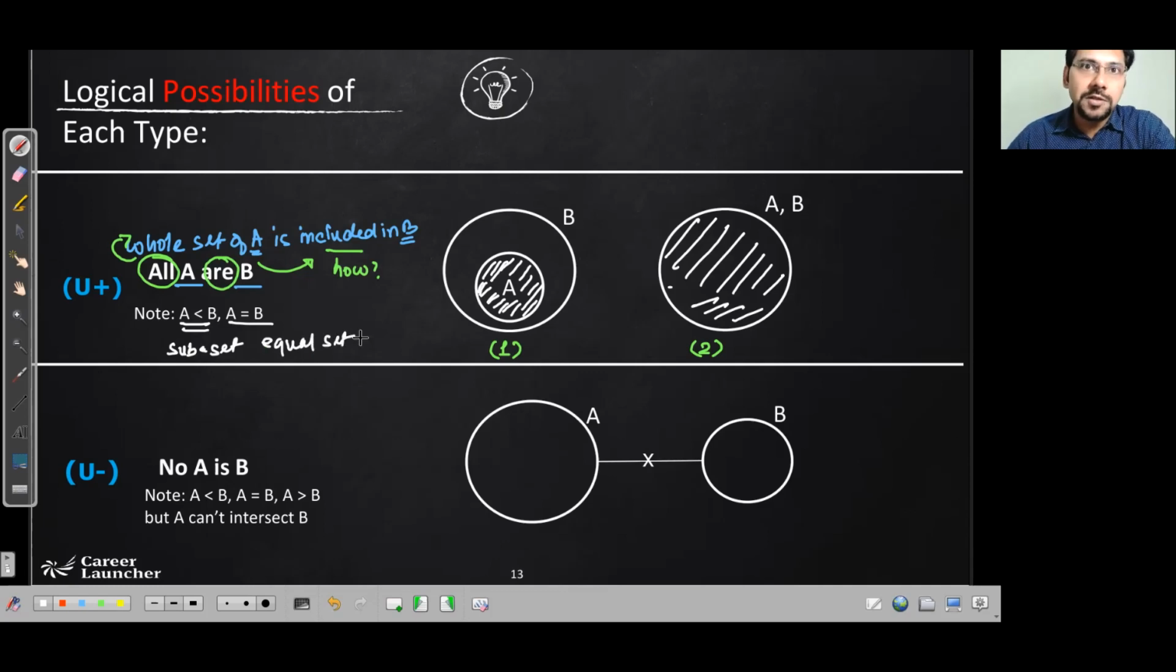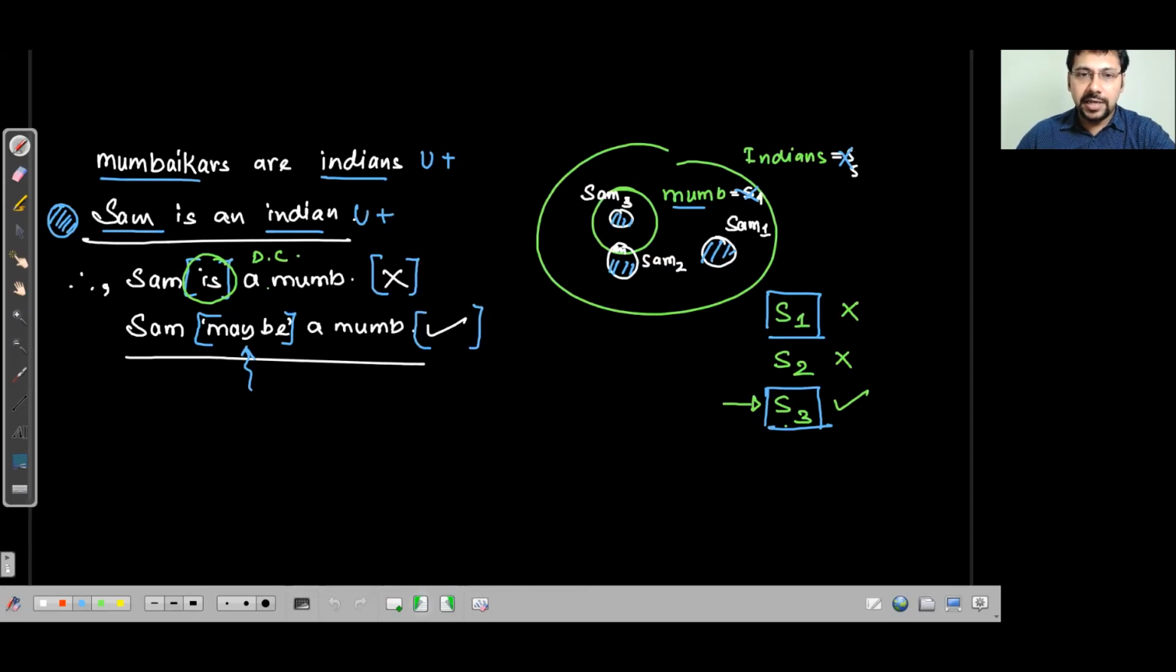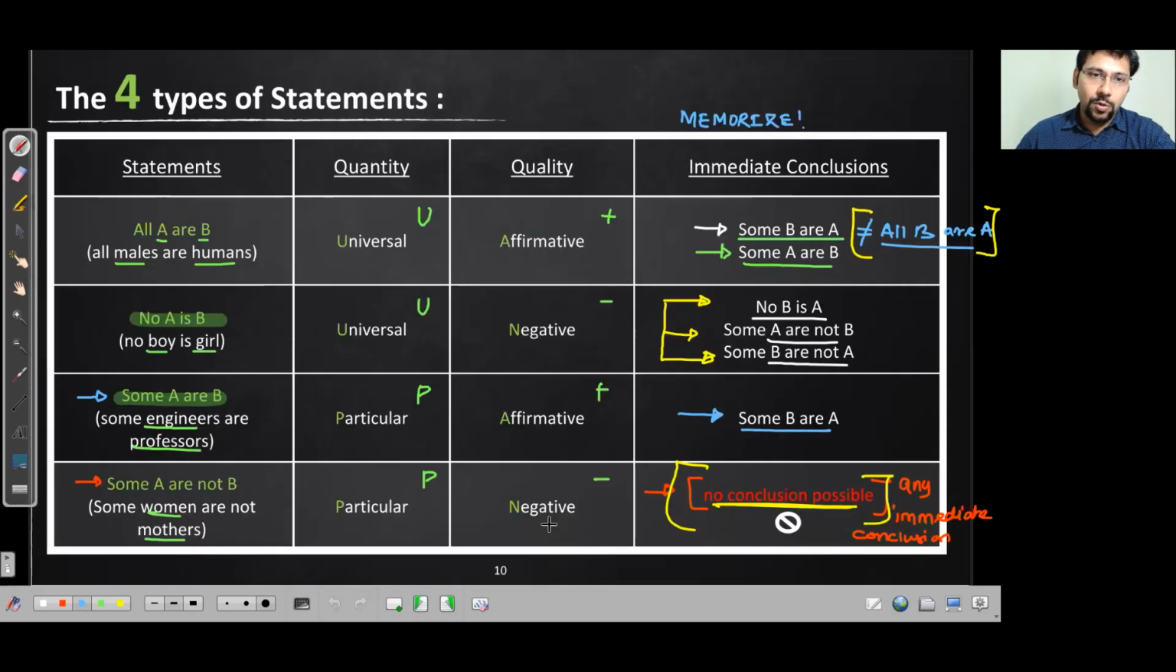And these are the only two possibilities: you can include one set into the other. I mean, there cannot be any other possibilities, if you think about it with respect to the two variables, for sure. Now, if you recall my immediate conclusions, which I told you to remember, I clearly told you that all of the B can never be A.